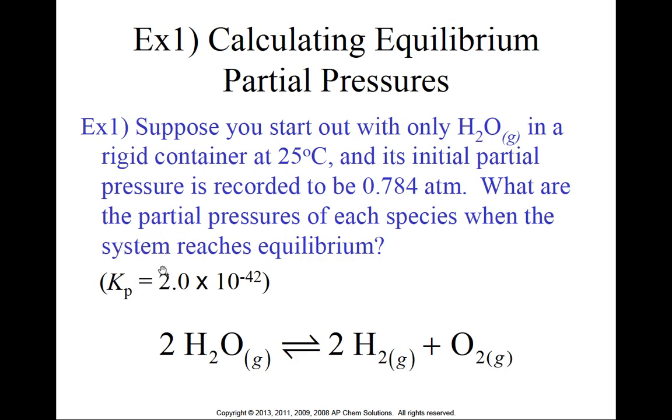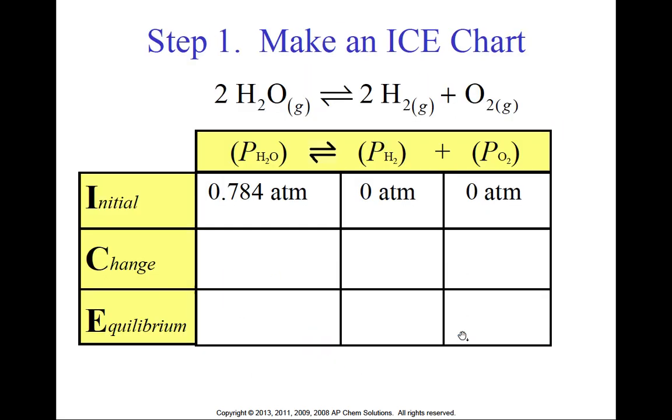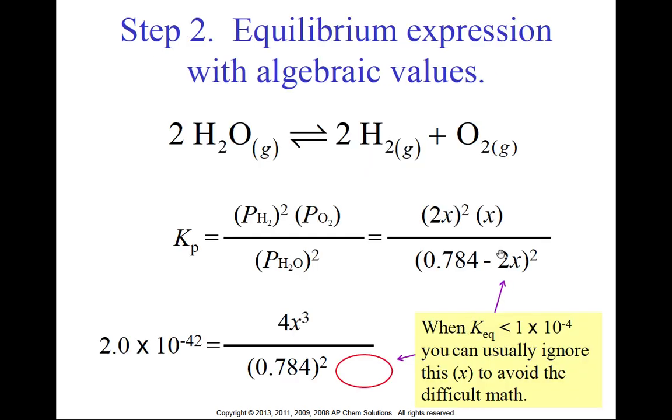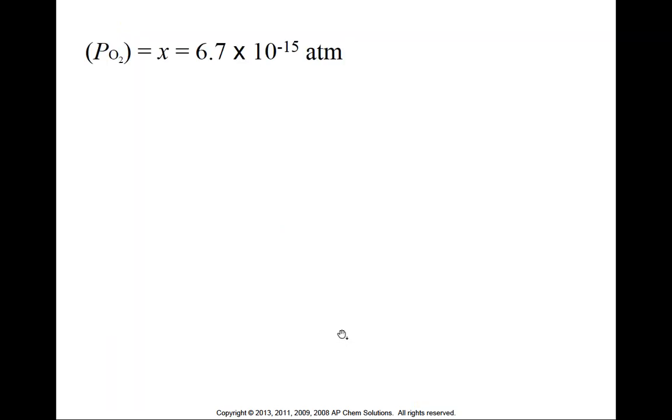Because we have such a small value here, this change is going to be so small that we can essentially ignore it. And we can just rewrite this as 2x squared times x, which would be 2 squared is 4, and x squared times x is x cubed, divided by, pretend like this doesn't even exist right here, and just do 0.784 squared. This was given to you in the problem, and now you can solve for x by multiplying both sides, divide by 4, and take the cube root. And you get that x equals, sorry, 6.7 times 10 to the negative 15 atmospheres.